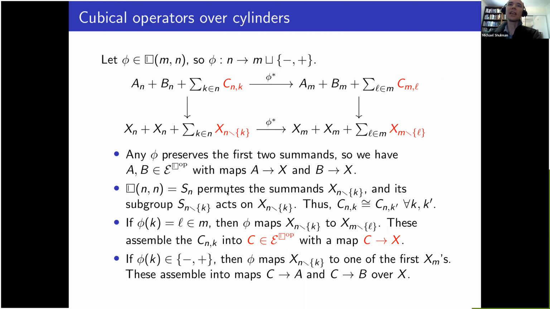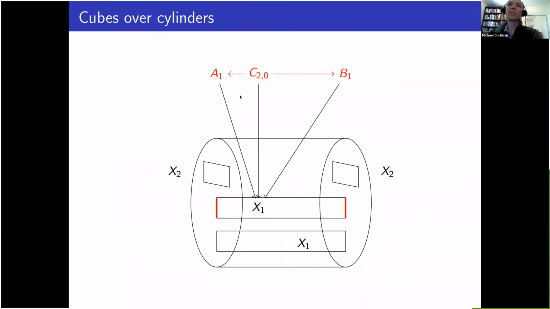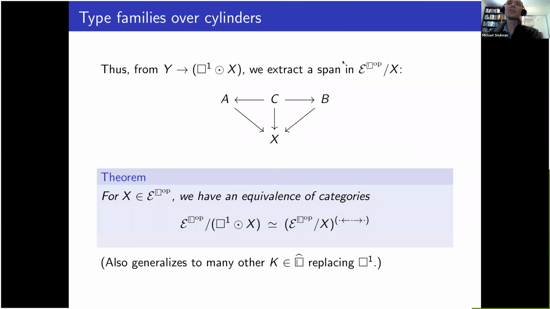And that's the case in which we map C to one of these A's or one of these B's. So the end conclusion, I'm not going to try to write a complete proof of this, but hopefully I've given you some intuition for that. What we extract out of a map over a cylinder is a span in the slice category over X. We have A on the one side and B on the other side, and we have this other object C that maps to A and maps to B.